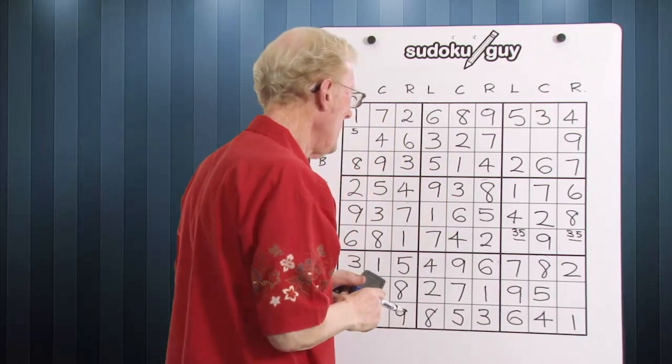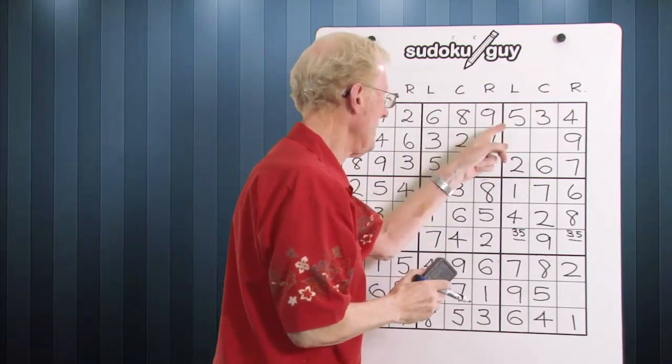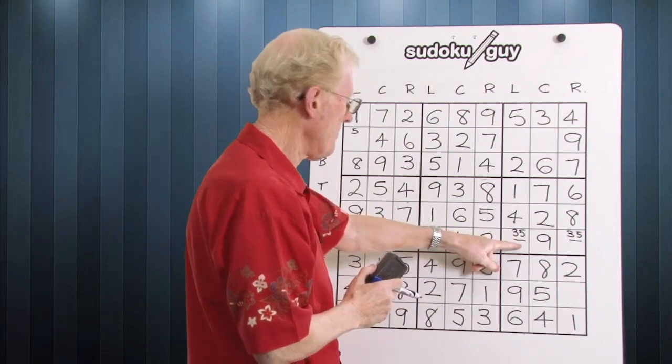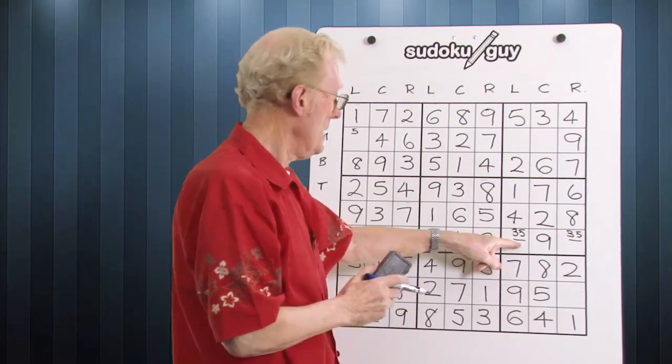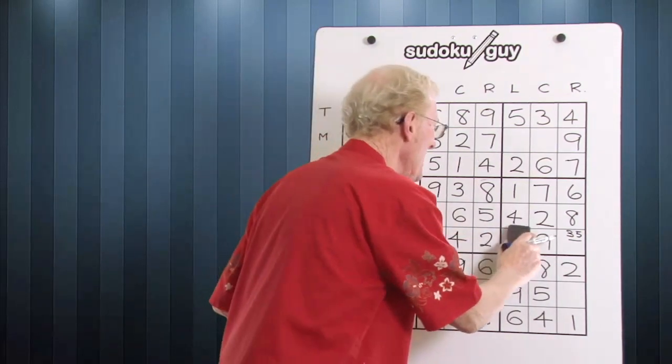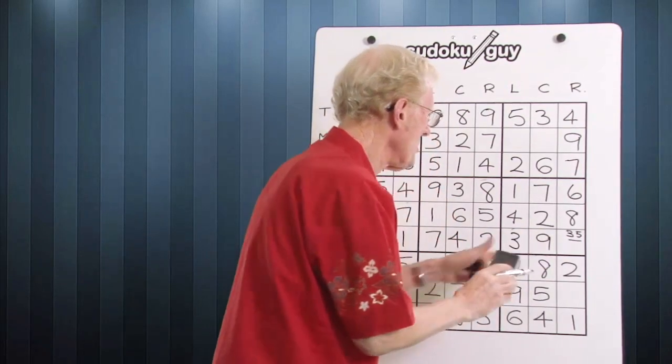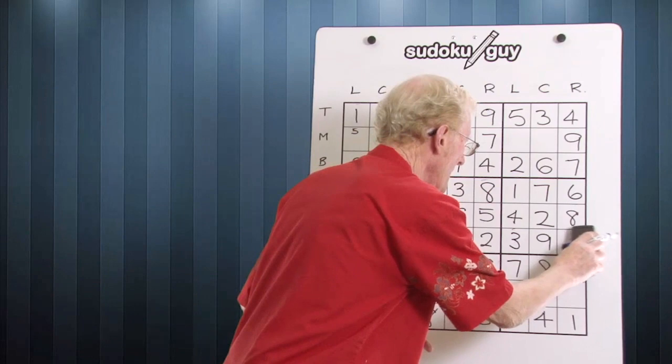Now, what is the ramification of that 5? Well, it's very powerful. Let me show you. You can't have a 5 here now, can you? So that changes that 3, 5 to a 3, and this automatically becomes a 5.